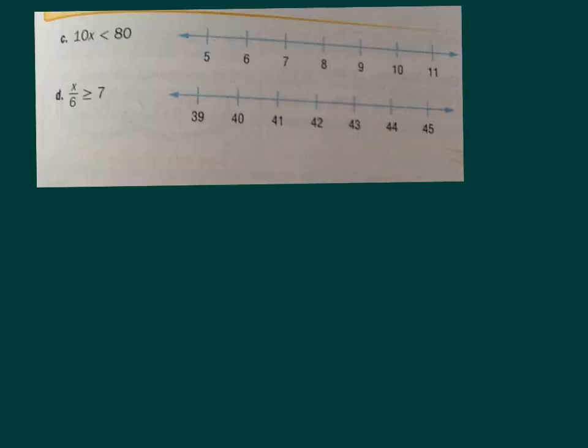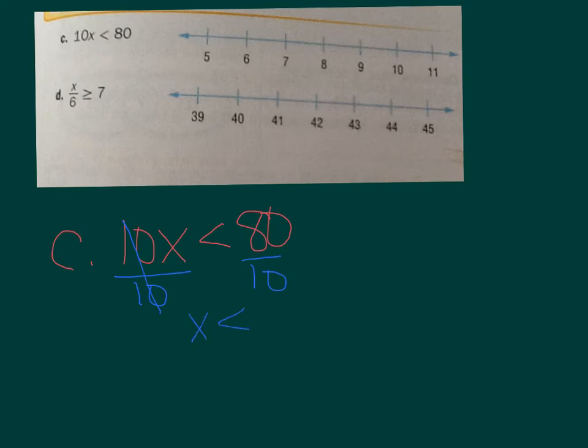This is page 637. We're going to do C and D. First for C, we have 10x is less than 80. Again, we solve this just like we would a multiplication equation, except there's just an inequality. So if it's 10 times x, I'm going to need to divide 10 from both sides. My 10's cancel, and I'm left with x is less than 80 divided by 10 is 8.